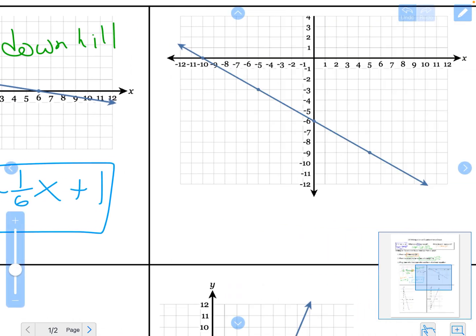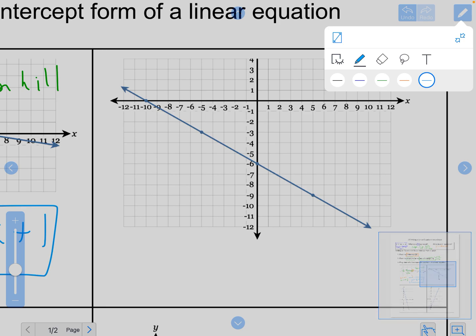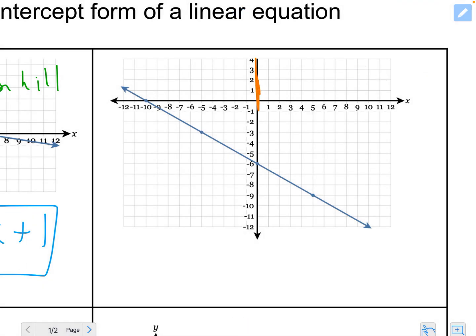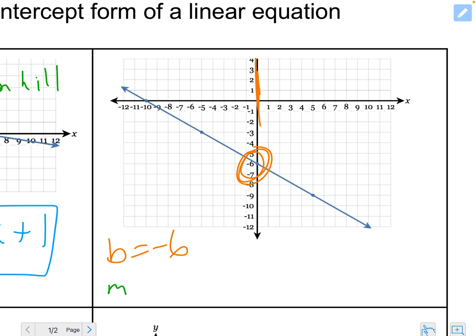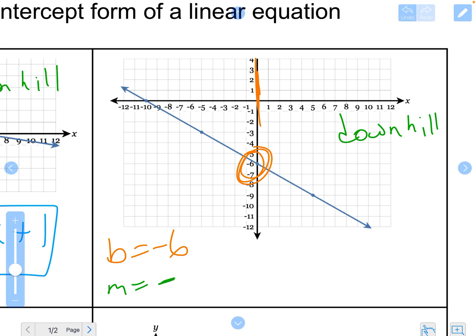So now let's look at our next one. We're looking for our y-intercept, or where it crosses my y-axis. In this case, my b equals -6. Next, I'm looking for my slope. Again, my slope is going downhill, so I know that my slope is going to be negative. Again, this graph is super nice and it gives me 2 points. So it's 1, 2, 3. So it's a -3 rise.